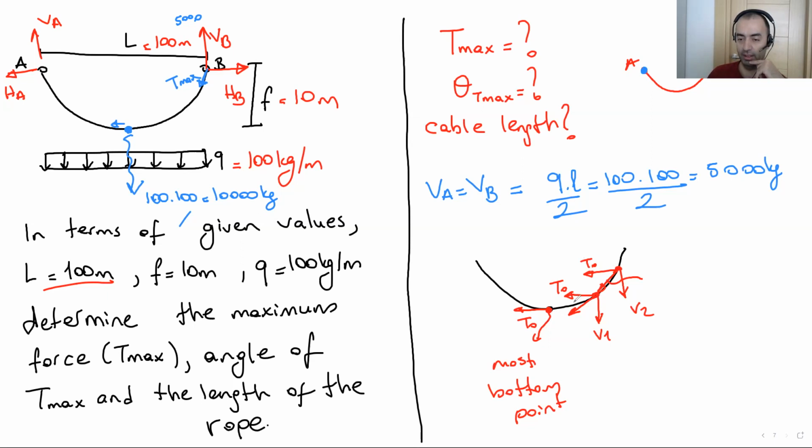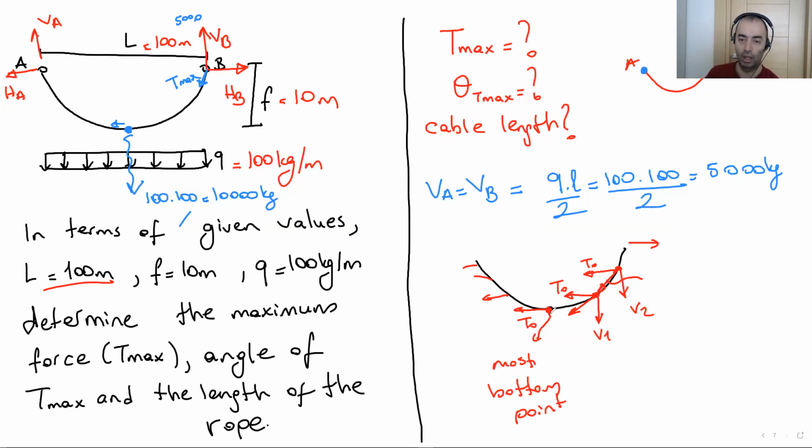What we understand here is that T0 is always T0 at each point of the cable. We have T0, T0, T0 everywhere, at the support also. So at the support, the horizontal support reaction equals T0. At the most bottom point, there is only T0. At all other parts, there is T0 and also one vertical component. The tension load is a combination of T0 and the vertical component.